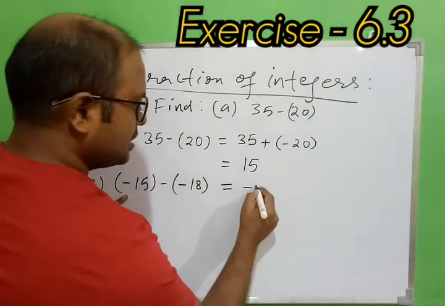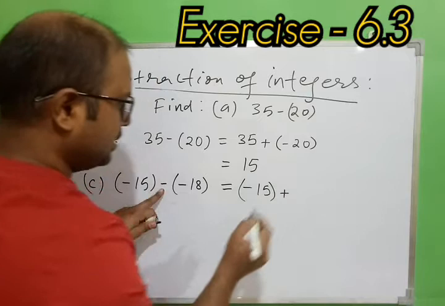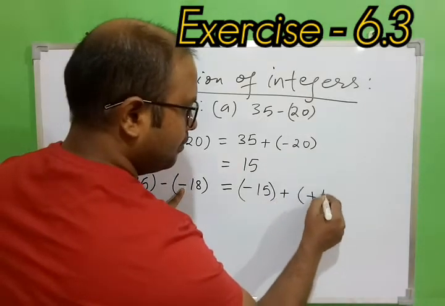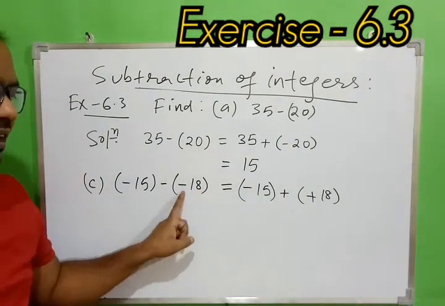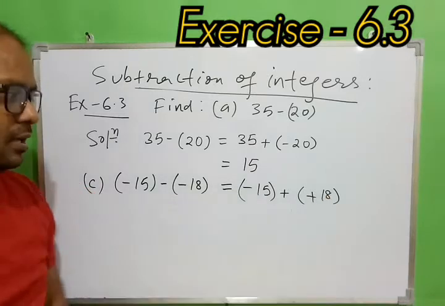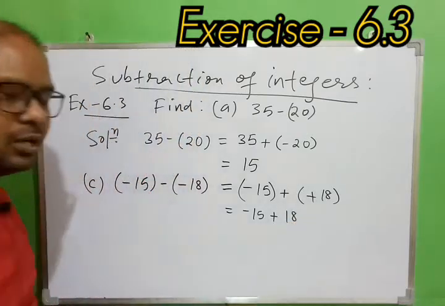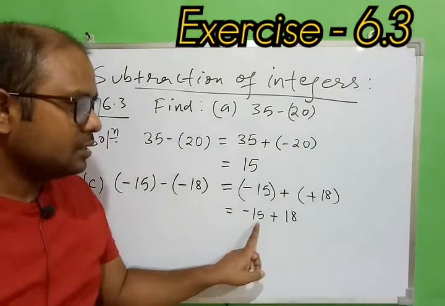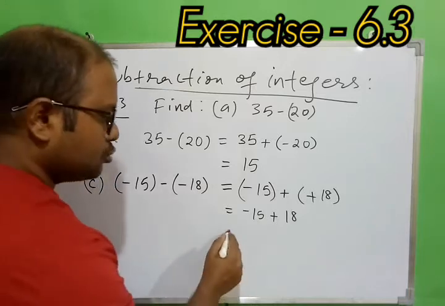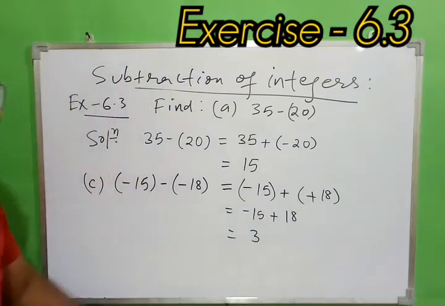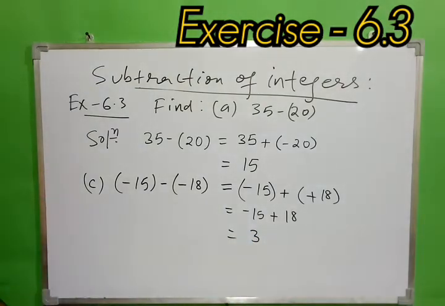Here we will write minus 15 as it is. Let it be in the bracket. Minus will be converted into plus, and now in place of minus 18 we will take plus 18. Minus 18's additive inverse is plus 18. So we can write this as minus 15 plus 18. Now we have one negative integer and one positive integer, and when we do the addition of negative and positive, we always do subtraction. So 18 minus 15 is 3, and again 18 is greater than 15, and in front of 18 we have the plus sign, so the answer should be a positive integer. So this is the answer, number 3.